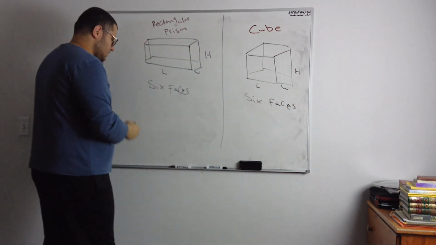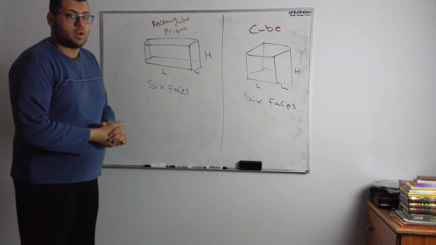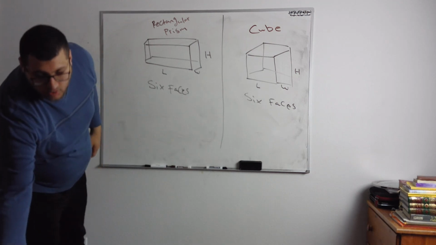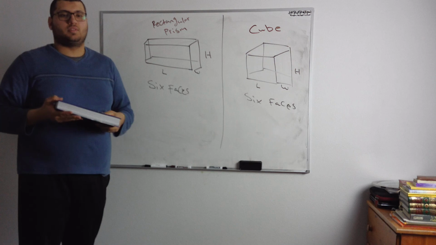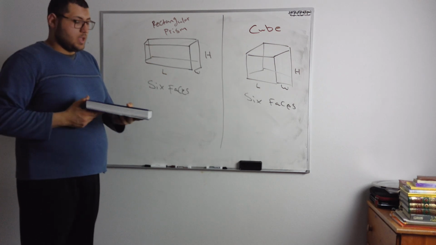Now, a rectangular prism is an object. It's a 3D object, right? That you can hold, an object that looks like that. And then here we have a book. Here's a textbook. That textbook is a rectangular prism. It looks like a rectangular prism, and it has 6 faces.